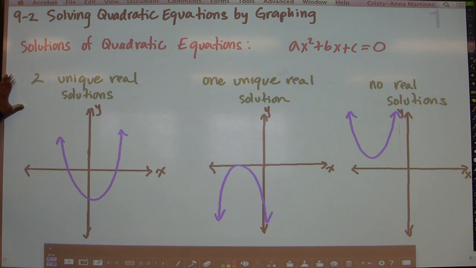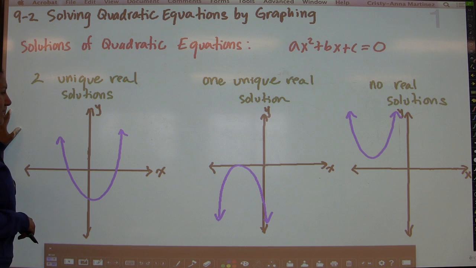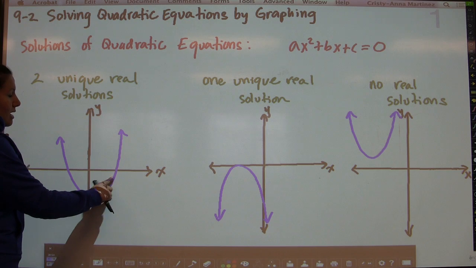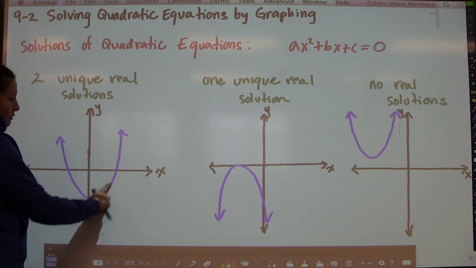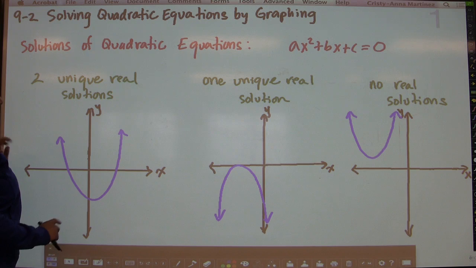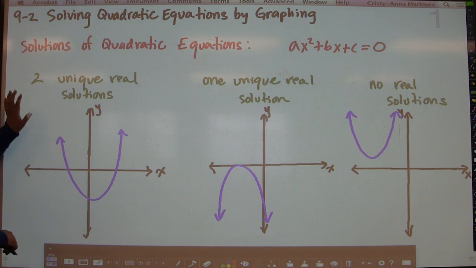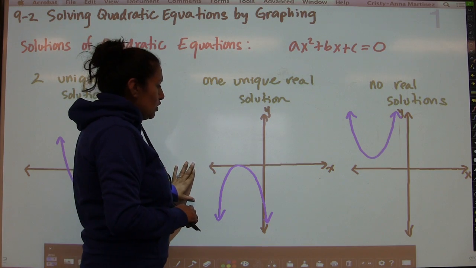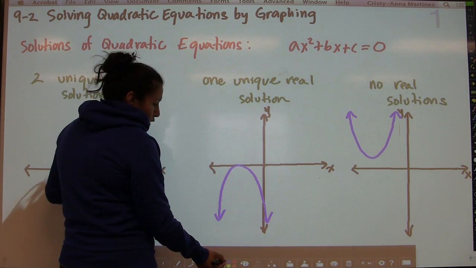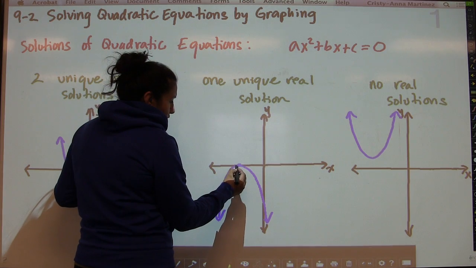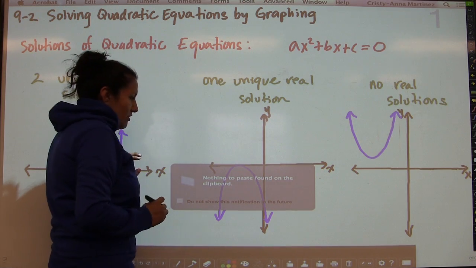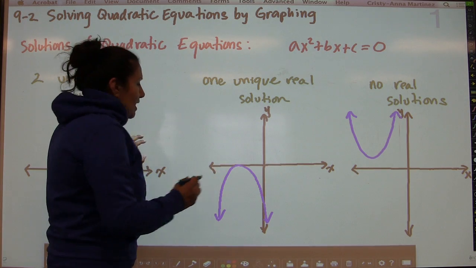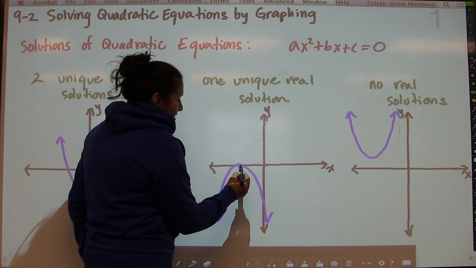You can have the scenario where you have two unique real solutions, and that's when the parabola clearly crosses the x-axis in two unique spots. It doesn't have to be a parabola that's right side up. It could be upside down and crossing in two unique spots. But it's also possible for the graph to only cross in one unique spot. You can see here the vertex of the parabola is basically touching the x-axis.